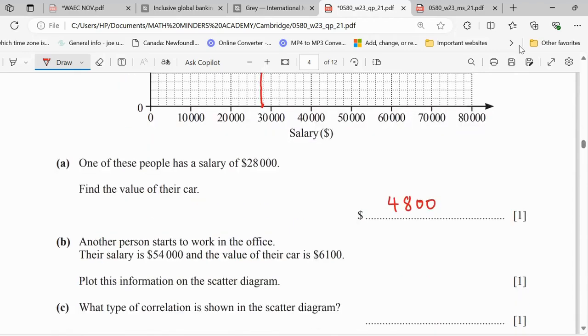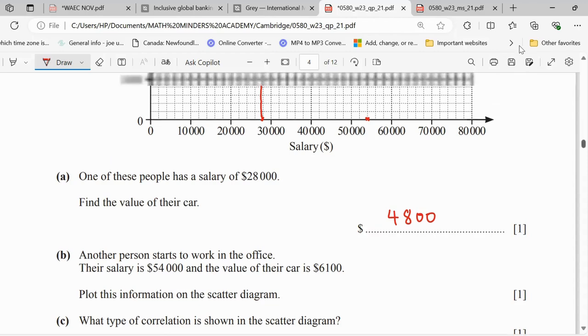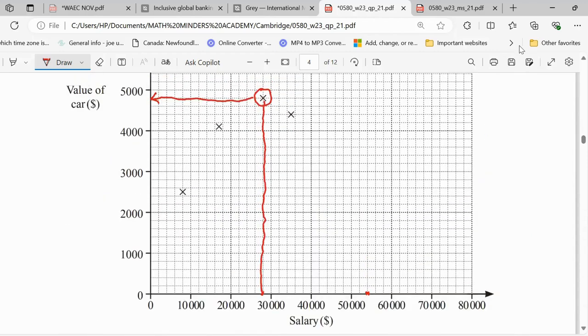Now the next question says, another person starts to work in the office. Their salary is 54,000 US dollars, and the value of their car is 6,100 US dollars. Plot this information on the scatter diagram. So we are plotting 54,000 against 6,100. So let's look for 54,000. This is 50, 52, 54. So 54,000 is around here. So we are taking it up to, we need 6,400 at 6,100.